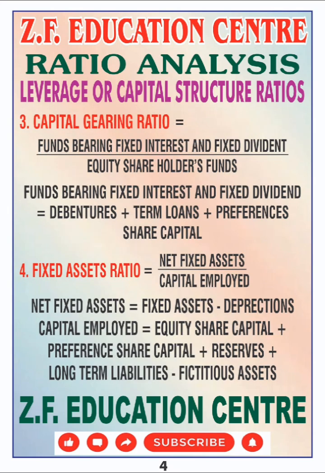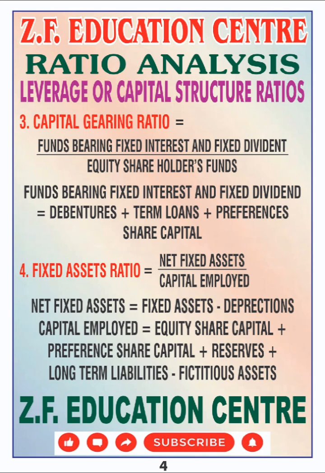So that is the formula of the capital structure ratio. Under that, the third is the capital gearing ratio. Capital gearing ratio is equal to funds bearing fixed interest and fixed dividend by equity shareholders' fund. Funds bearing fixed interest and fixed dividend consist of debentures, long-term loans, preference share capital.